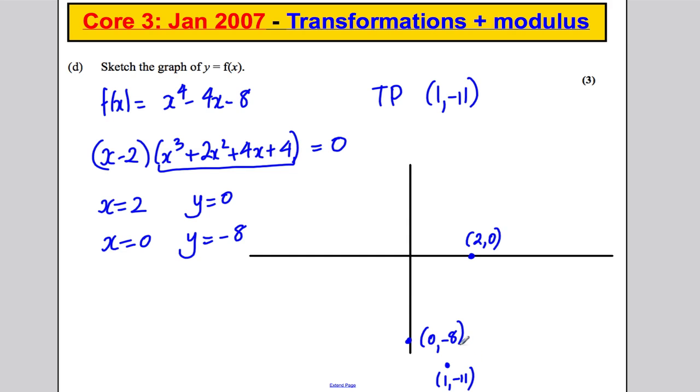We know it's a power of 4 graph, so it looks a bit like an x squared, but sort of more square. And I think we've got enough to draw it in now. So we can draw it in as follows. It looks something like that, and we'd be done.